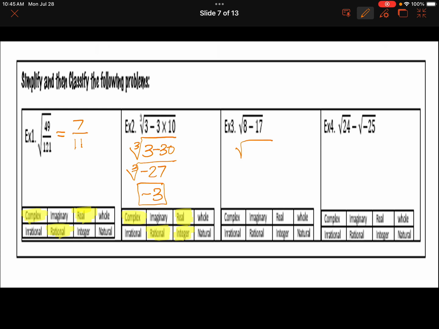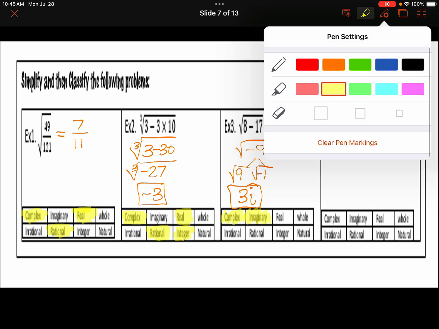I want to do the square root of -9. The square root of -9 would be 9 times -1, which would be 3i. So there's the simplified version. And that is imaginary, and all imaginary are complex. All right, let's try the next one.